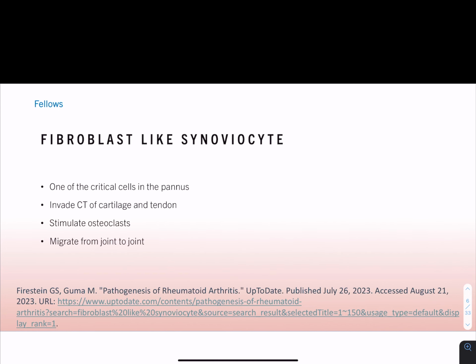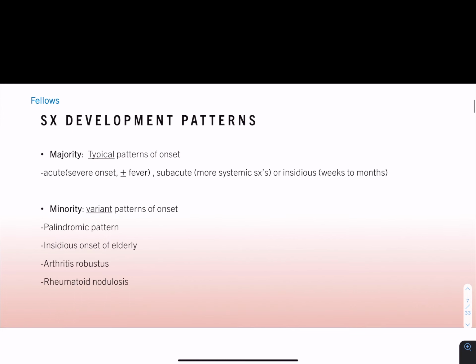One important cell in the pannus is the fibroblast-like synoviocyte. These cells invade cartilage and tendons. They will trigger osteoclasts, and they might even move between joints. And unlike healthy people's cells, those from rheumatoid arthritis patients can invade and damage cartilage and bone when put into mice with a weakened immune system, or immunodeficient mice.